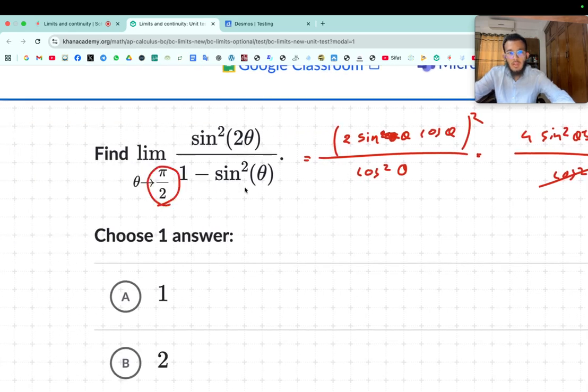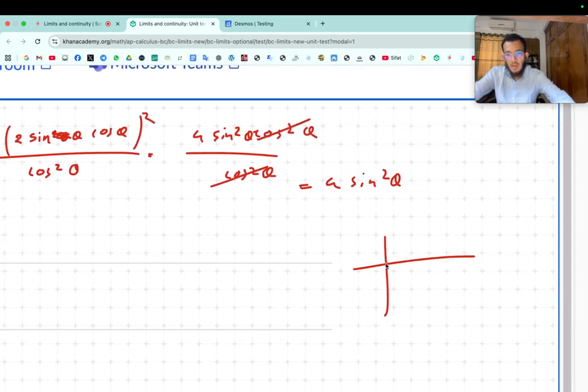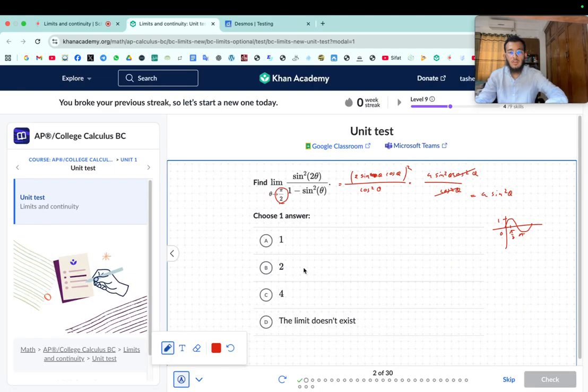Now we can plug in pi by 2. Again, the graph of sine: this is 0, this is pi by 2, and we have a value of 1. So 1 squared is 1, 4 times 1 is 4. So our answer is 4 in this case.